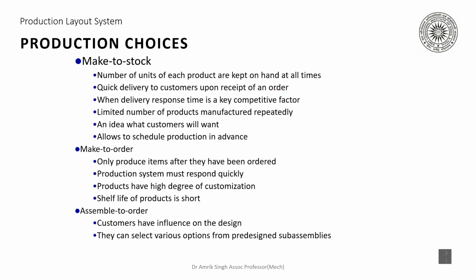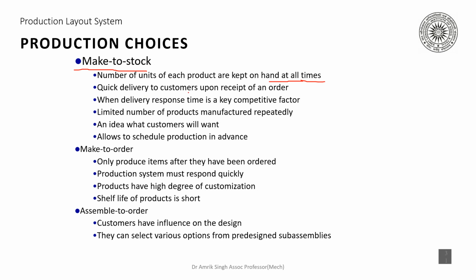Now production cost. As I told, one more type of production is there. I did not talk to you about this in the previous lecture because now you can understand it better. So we have make to stock. That means we make and we stock that item. It doesn't matter whether we have the order with us or not. So the number of units of each product are kept on hand at all times. Whether our order is there or not, we produce the thing and we keep it in our store.